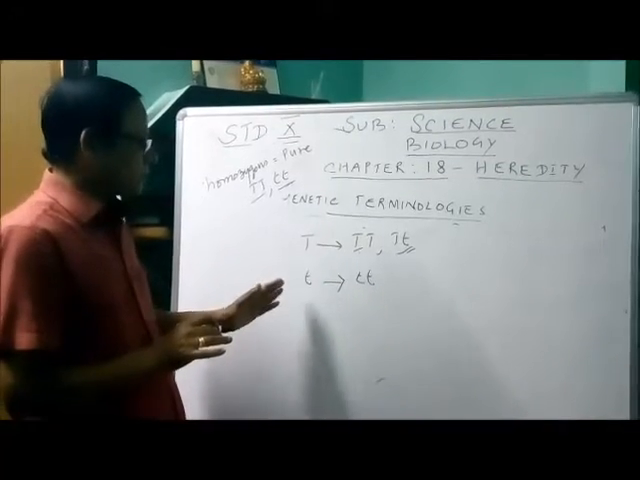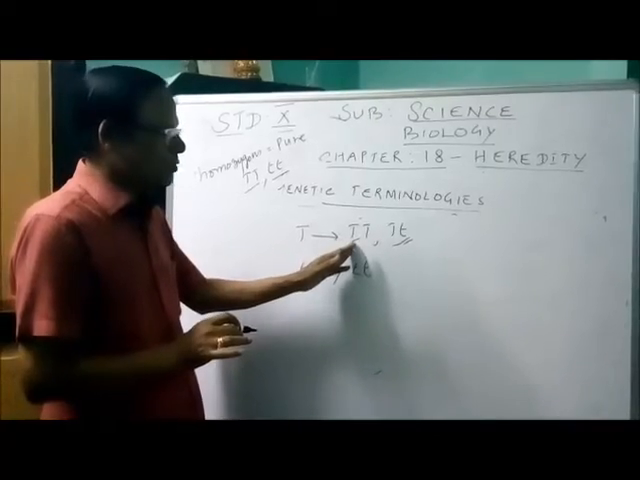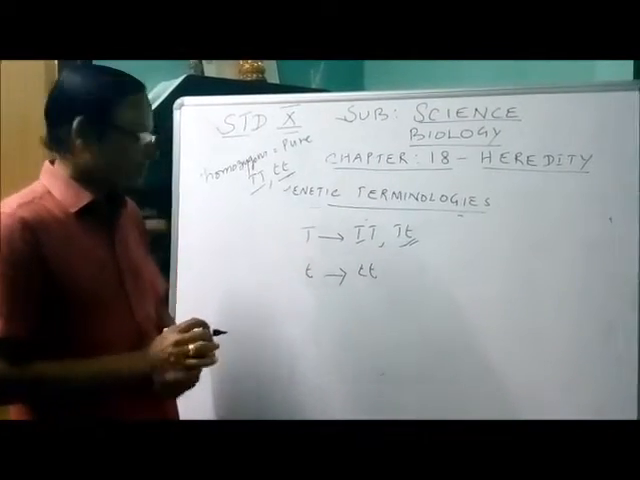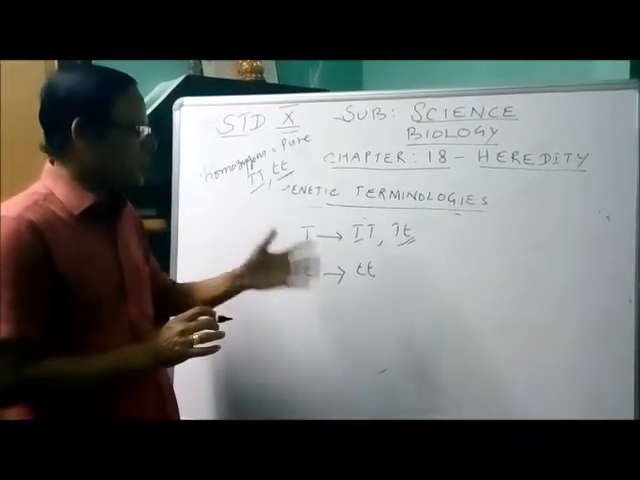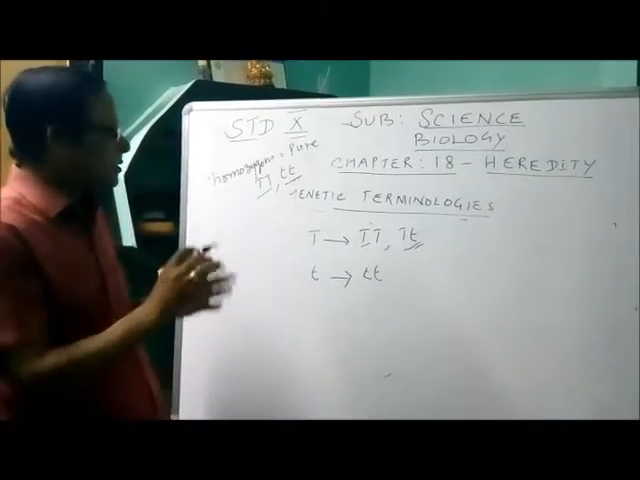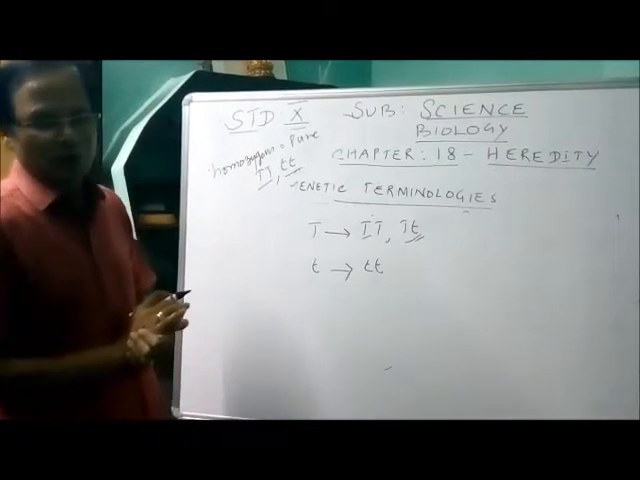So this is what we have. Capital T, the dominant factor, can be expressed both in homozygous and heterozygous conditions, whereas the recessive factor can be expressed only in homozygous conditions. So these are some of the terminologies regarding the Mendelian experiments.